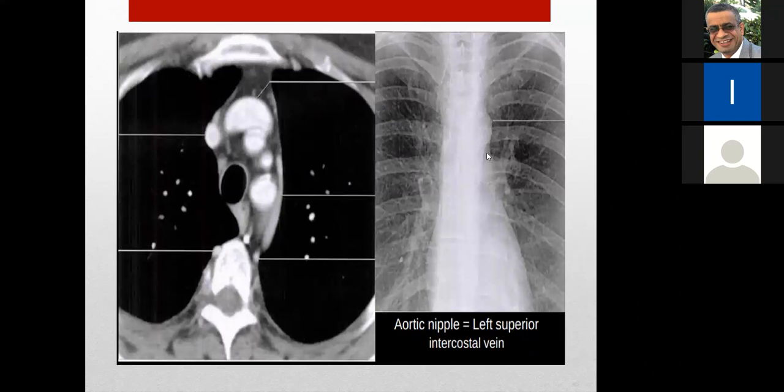The same image, this is the aortic nipple formed by the left superior intercostal vein. This is the left superior intercostal vein as it crosses in front of the aorta to reach the brachiocephalic vein. This is the brachiocephalic vein.